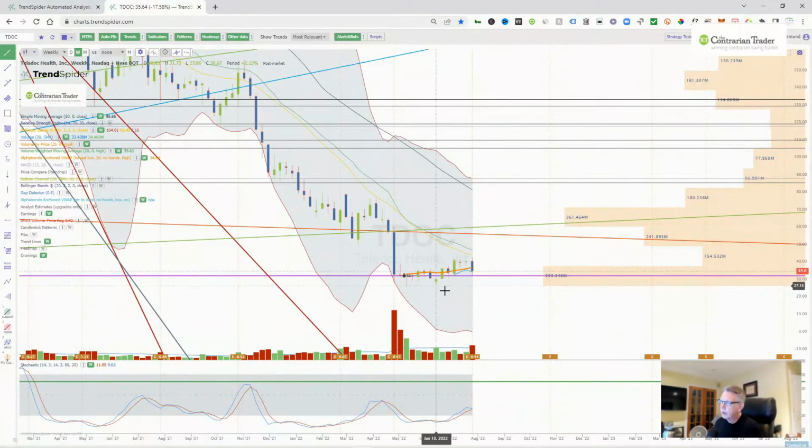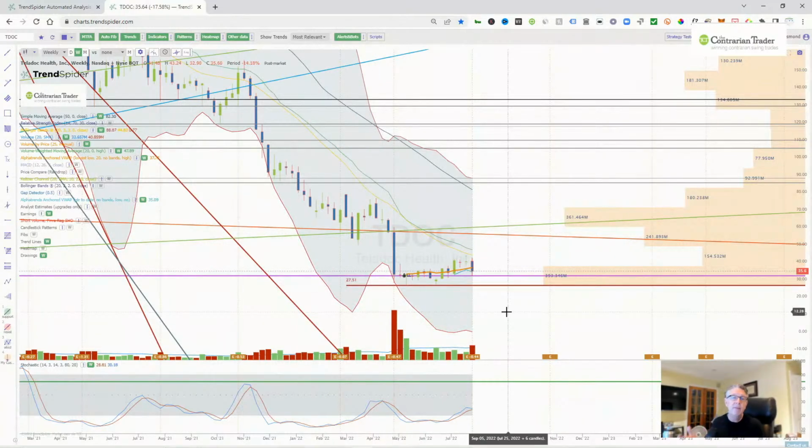There's a couple of ways of looking at this. One way to look at it is like this: we put in a double bottom at 27.51. Another way to look at it to the bull side is this: we put in a higher low, but then we broke that higher low, and this is why I got a little bit squeamish. But honestly, where we pulled back to on the week was support.